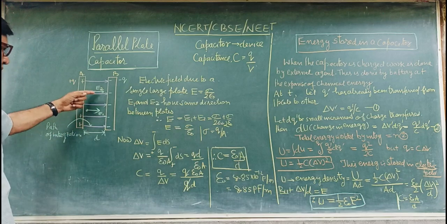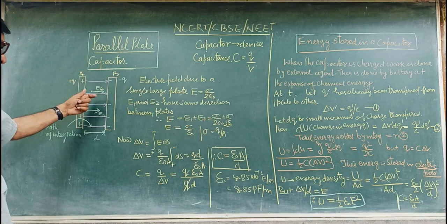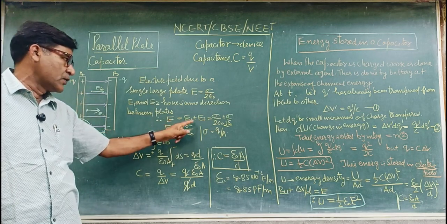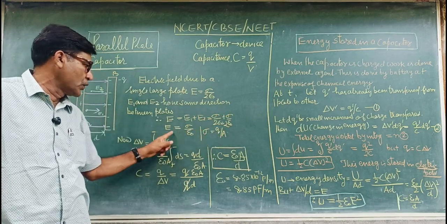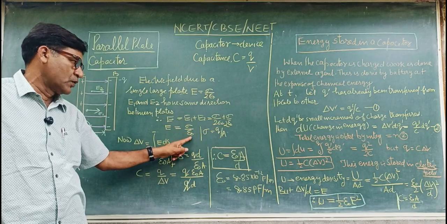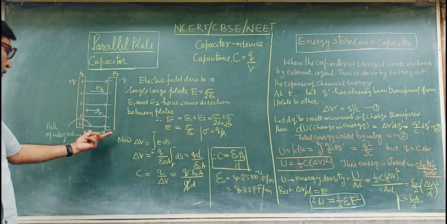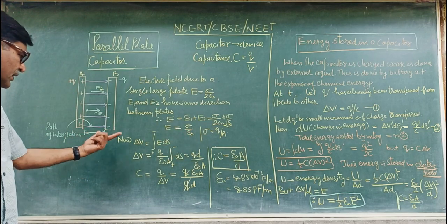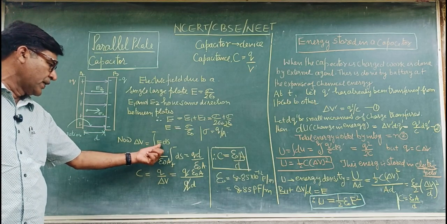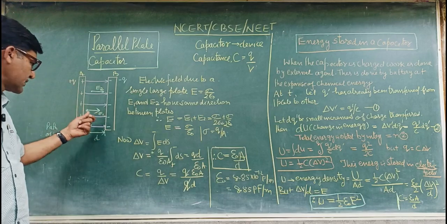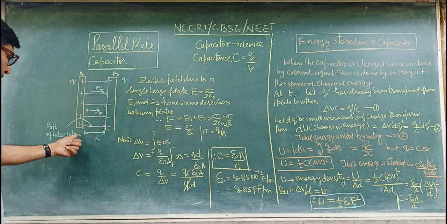So the direction of the electric field is the same in between the plates. So E is equal to E1 plus E2, sigma upon 2 epsilon 0, sigma upon 2 epsilon 0. E comes out to be equal to sigma upon epsilon 0. Now we will have to find out the potential difference, that is obtained by integrating the dot product of E and ds. ds is a small part of the path. We are integrating along D.